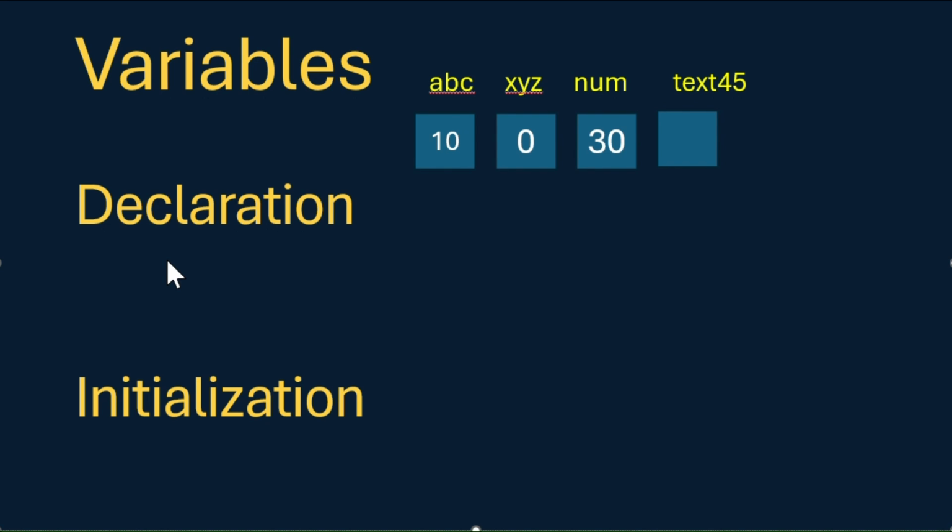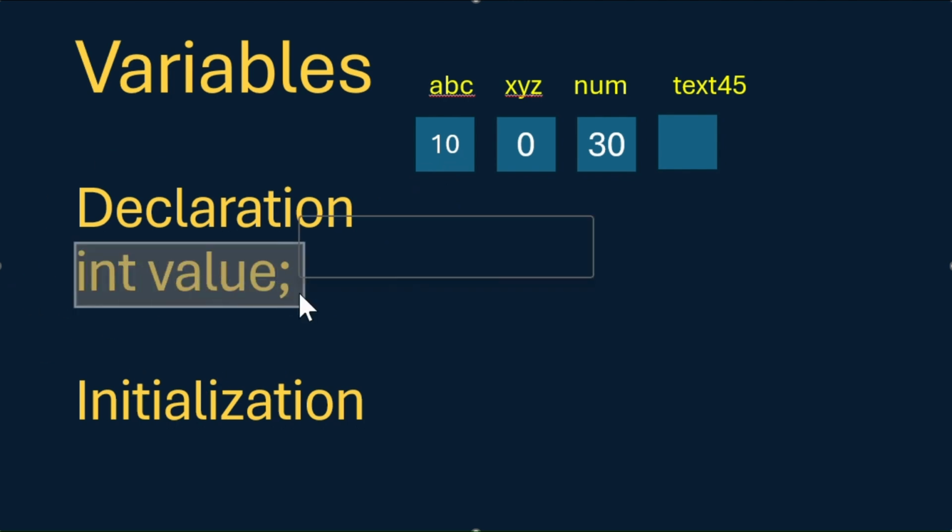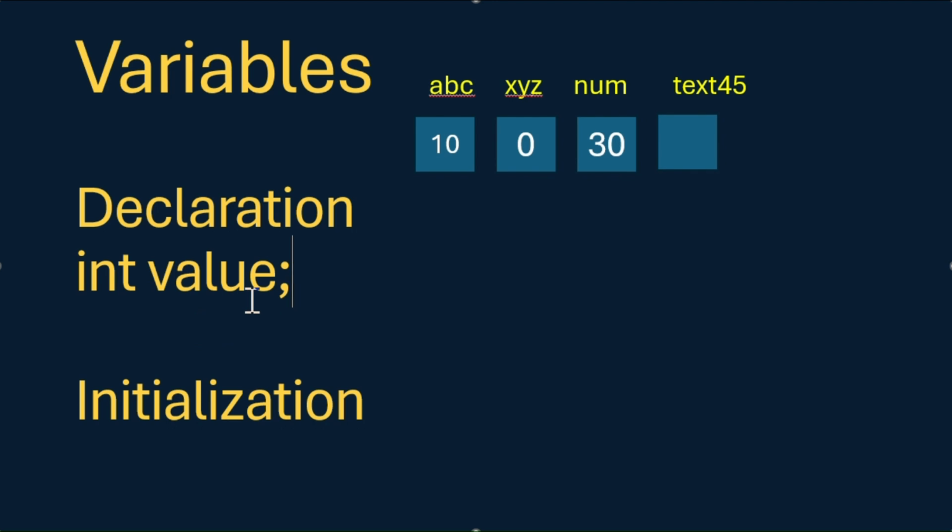Now there are two things called declaration and initialization. What is declaration? In declaration I am writing a data type and giving a name to the variable. This is the variable's name, and this is the data type. This is called declaration. While I am declaring, I am not giving any value to the variable, so it will have a dummy value. This is called declaring a variable, that is, only naming the variable but not giving any value to it.